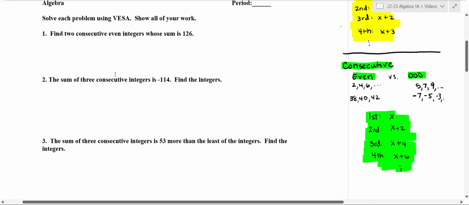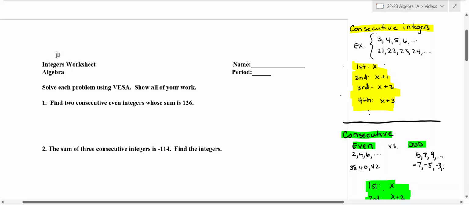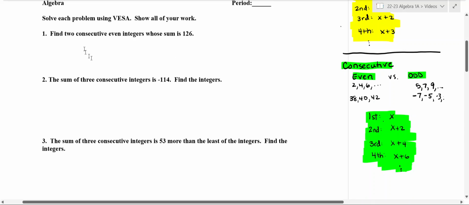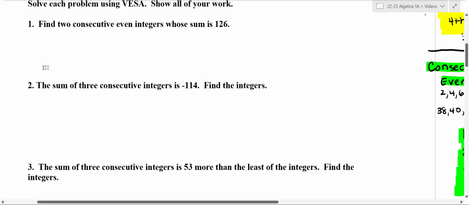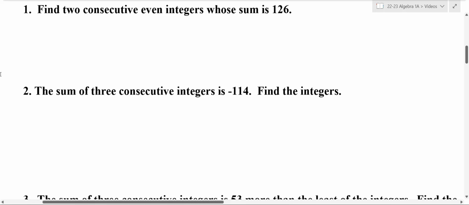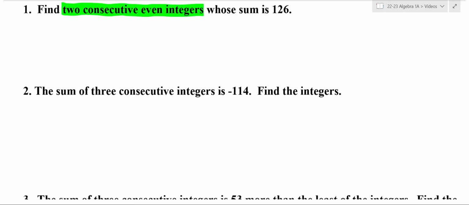All right, so let's go through the examples so that we can get really good at solving these problems. Number 1 says that we want to find 2 consecutive even integers whose sum is 126. So right here, they tell you that they want 2 consecutive integers, even integers, which is why I'm highlighting this in green. We know we're going to have a first number and a second number. For consecutive even, the first number is x, the second number is x plus 2.